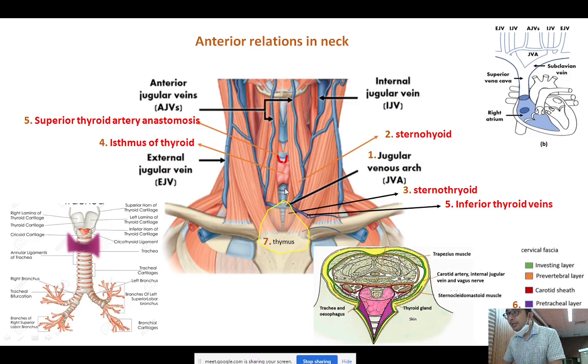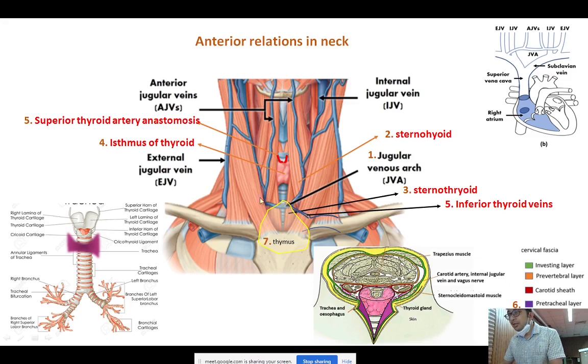So it is draining the thyroid. On either side it will be there. So once it drains the thyroid, it will open into the subclavian veins. So this is also one of the relations. Okay, now when you talk about the superficial veins, these are the jugular venous arch and the inferior thyroid vein. Okay, so these are all the relations of the thyroid in the anterior part.